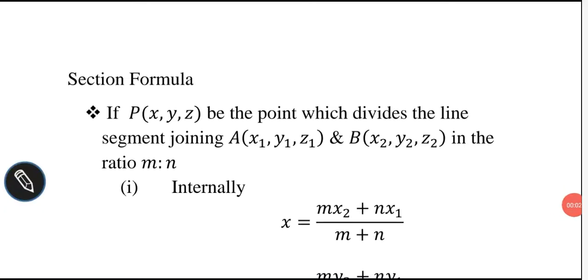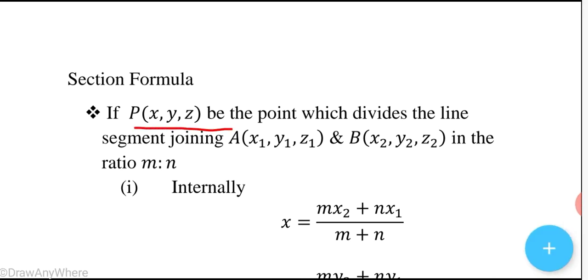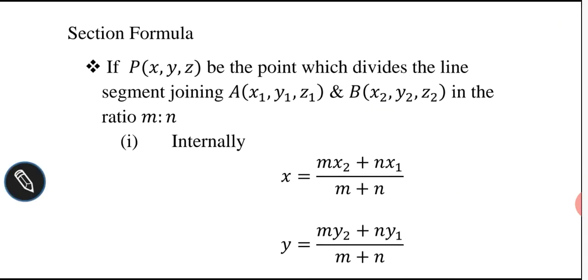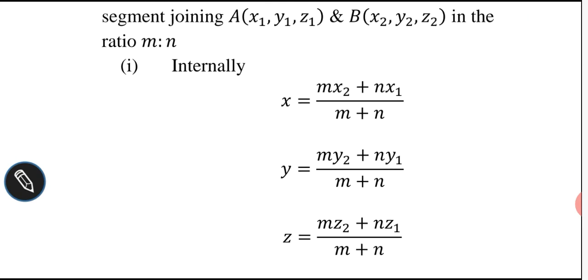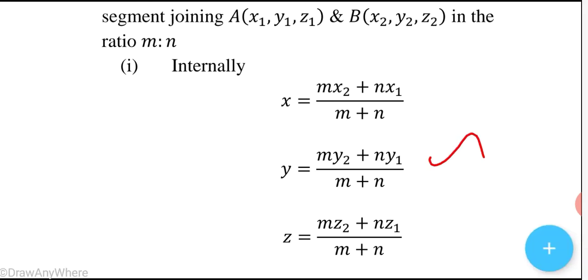Section formula. If P of x, y, z be the point which divides the line segment joining A of x1, y1, z1 and B of x2, y2, z2 in the ratio m is to n internally, then the x coordinate is (m x2 plus n x1) divided by (m plus n). Y coordinate is (m y2 plus n y1) divided by (m plus n). Z coordinate is (m z2 plus n z1) divided by (m plus n).